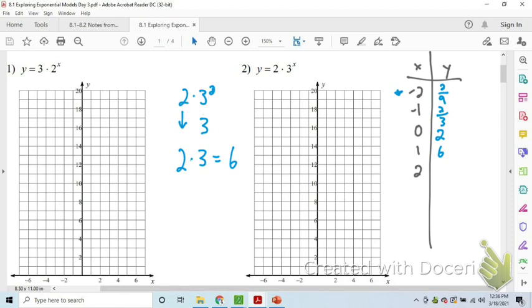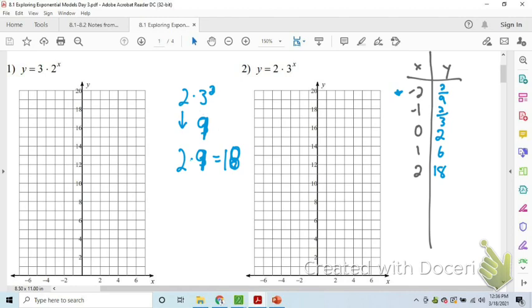What if I had 3 squared? Well, 3 squared is 9. 2 times 9 is going to be 18. Janky looking 18, but that's all right. Still 18. I like to think when I was 18, I was a janky looking 18-year-old as well.